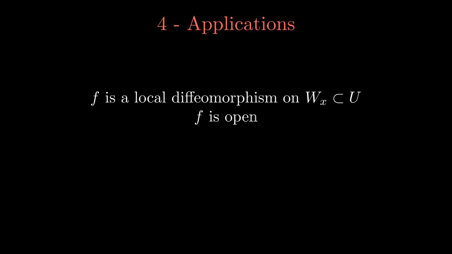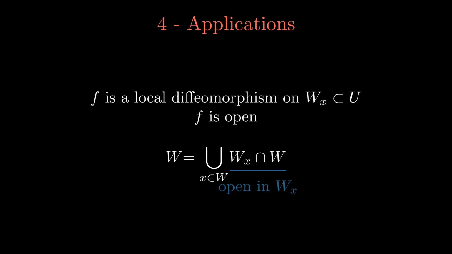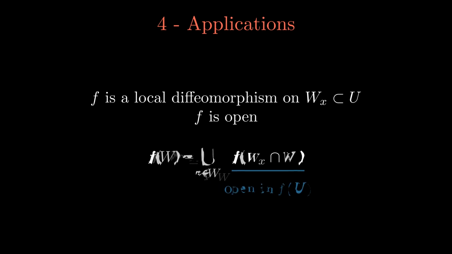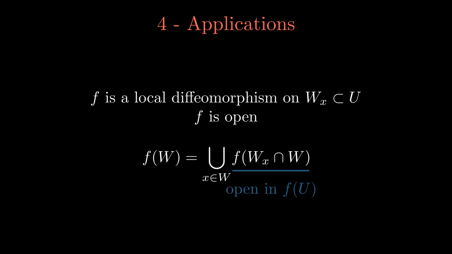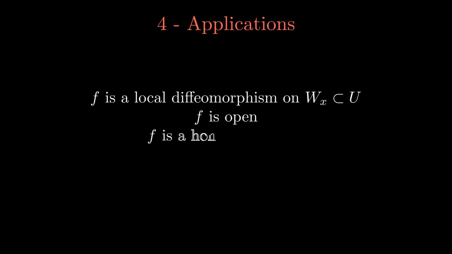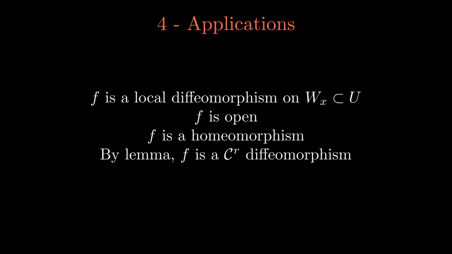I now claim f is open, or in other words, the image of an open set by f remains an open set. Indeed, consider an open subset of U, W. We can write it like this. Then, applying f, a bijection, we get the following. So f is indeed open. We deduce that f is a homeomorphism. It is bijective, and because it is open, f-1 is continuous too. We can then apply the lemma discussed in the last proof, and we're done.